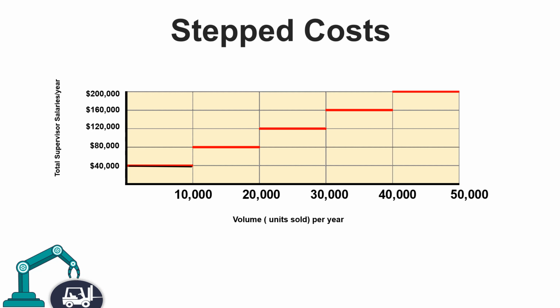But if we exceed 10,000 units of volume, anywhere from 10,000 to 20,000 units, we're going to have to add an additional supervisor. One person just can't supervise that level of production. And so we might have to have two supervisors. At an annual salary of $40,000 per supervisor, the total supervisory cost would be $80,000 in that range of volume. And again, if we exceed 20,000, anywhere between 20 and 30,000, we need another supervisor, three supervisors, and now our supervisory costs are $120,000 and so on.